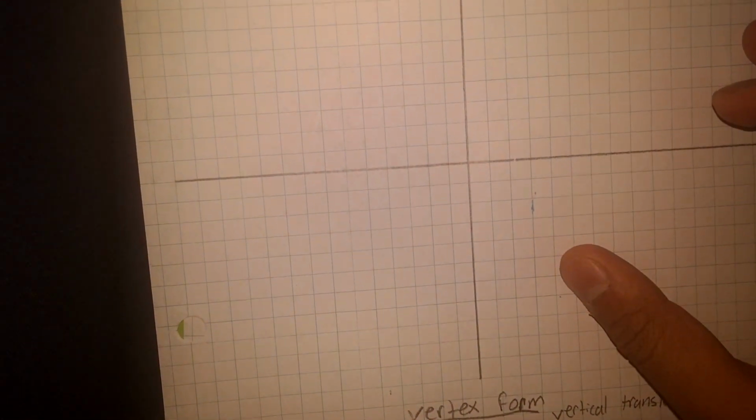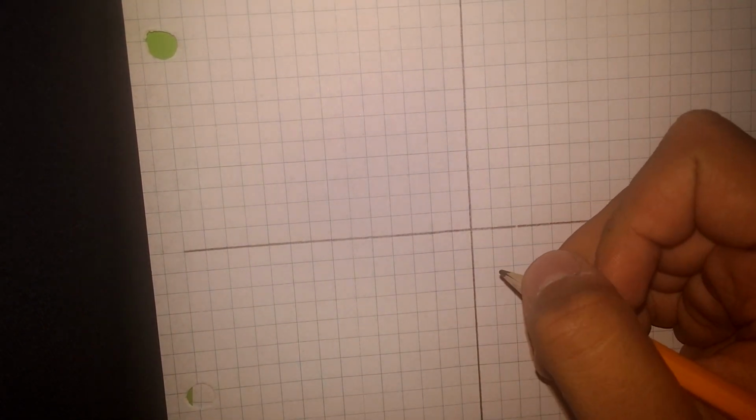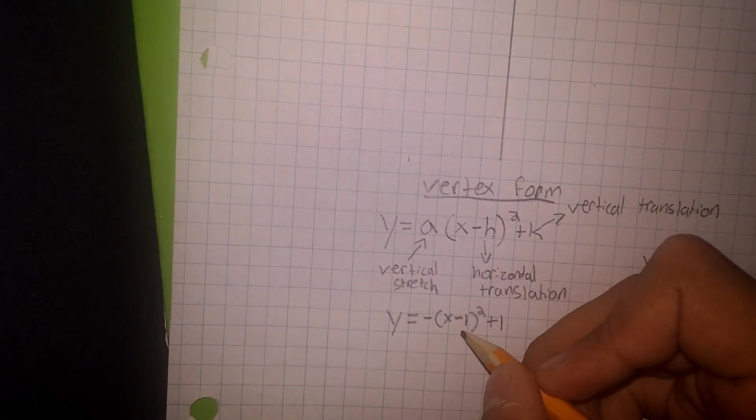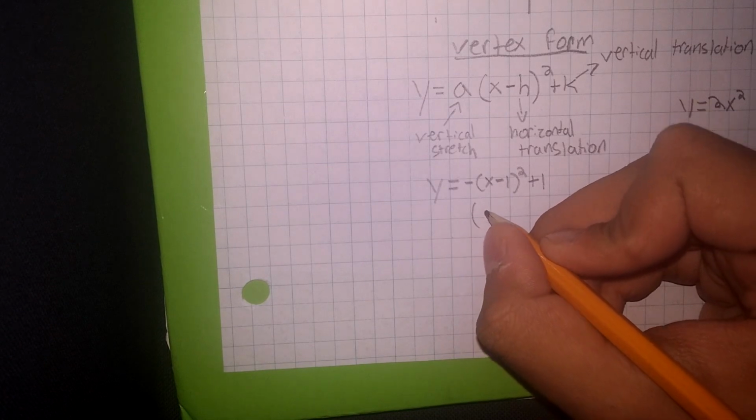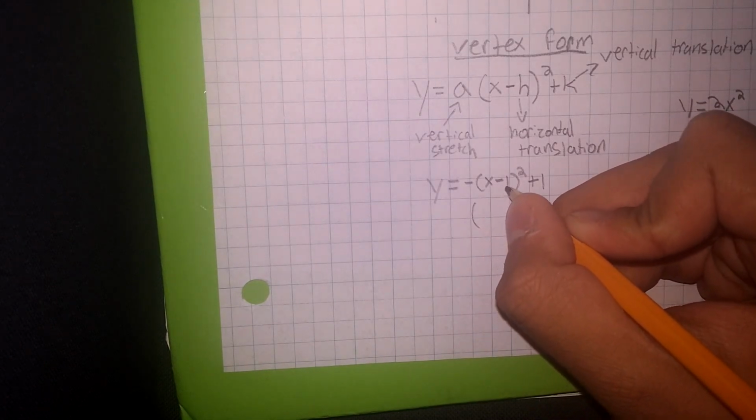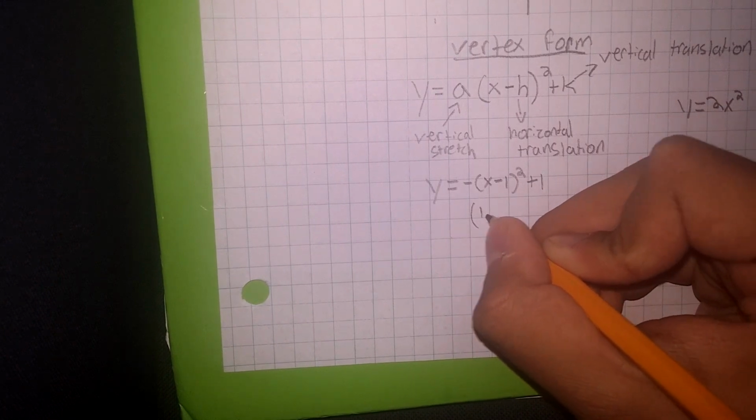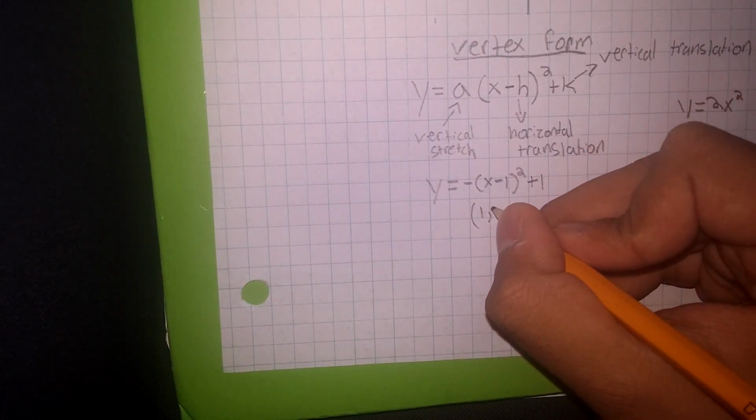And so we'll go over here and jot down, negative 1 plus 1. What would our vertex be for this equation? Well, our x would be negative 1. Flip the sign, it becomes a positive 1. And then our y would be 1, too.